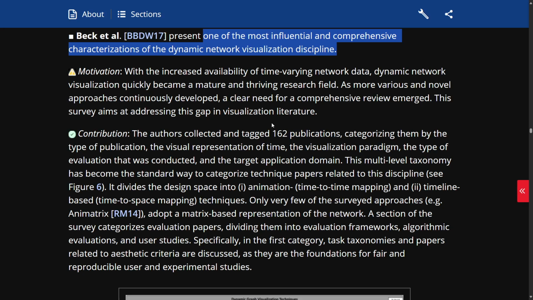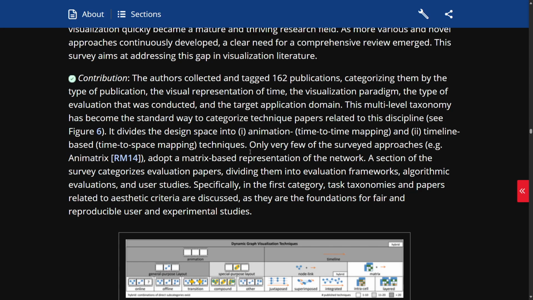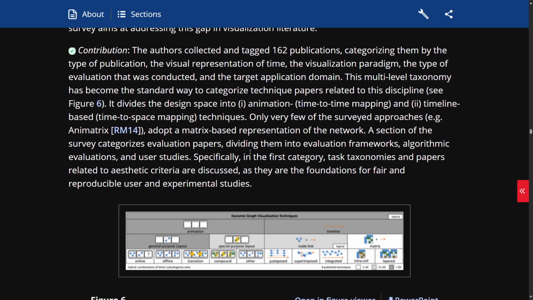See Figure 6. It divides the design space into 1, animation, time-to-time mapping, and 2, timeline-based, time-to-space mapping, techniques. Only very few of the surveyed approaches, for example Animatrix, RM14, adopt a matrix-based representation of the network. A section of the survey categorizes evaluation papers, dividing them into evaluation frameworks, algorithmic evaluations, and user studies. Specifically, in the first category, task taxonomies and papers related to aesthetic criteria are discussed, as they are the foundations for fair and reproducible user and experimental studies.